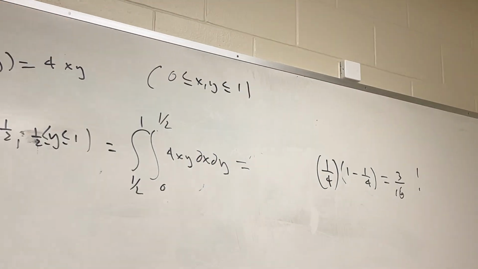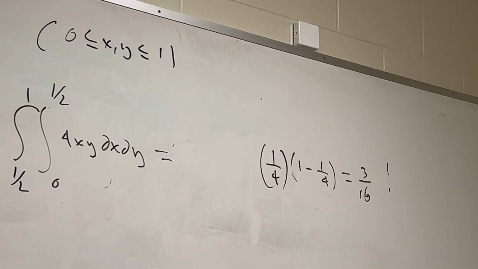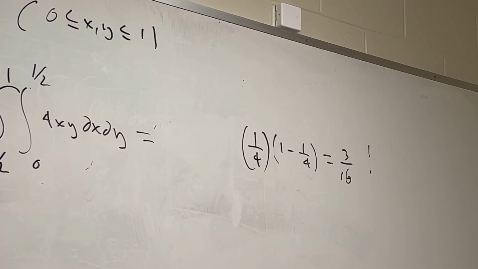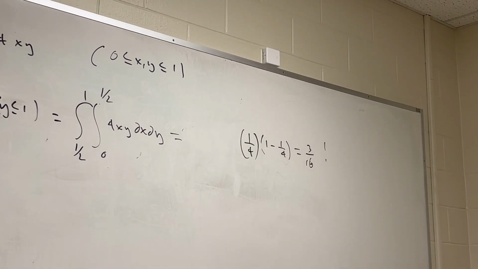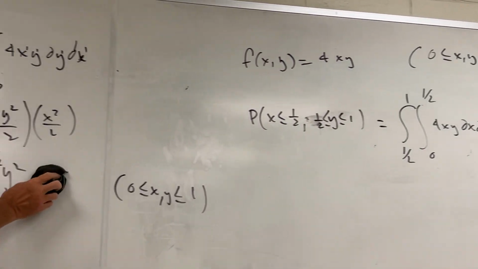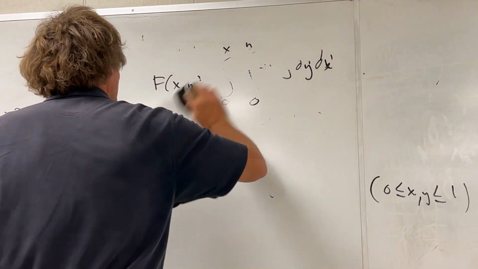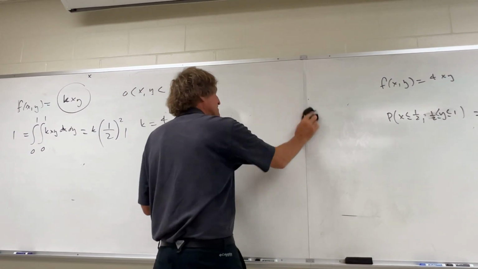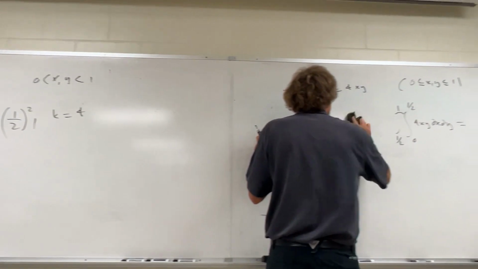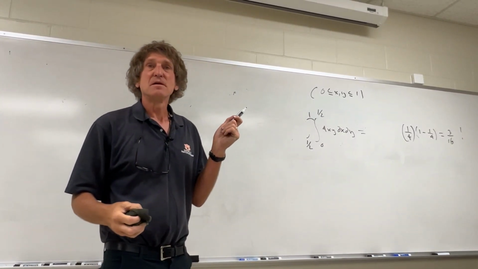Y'all with me? And what's another part to that problem? Yes, it's find the marginal density function of f of x. Let's do it. f_X of x. All right, guys. So now he's asking for, let me erase that too. Are there any questions before I go?